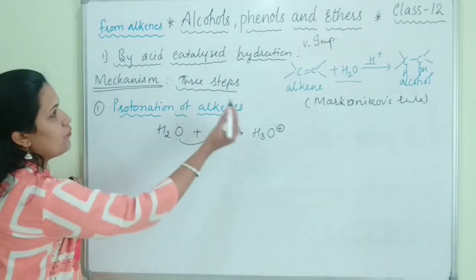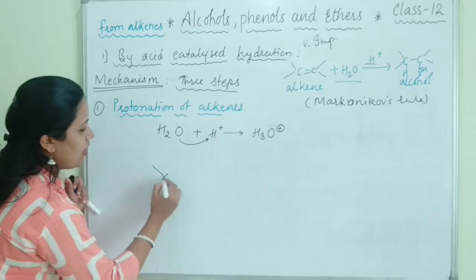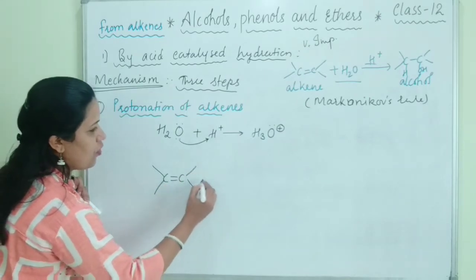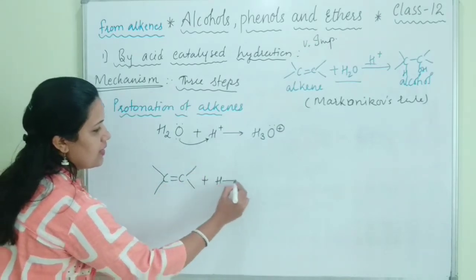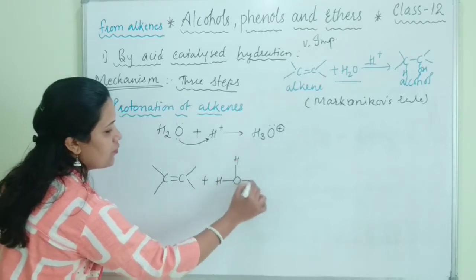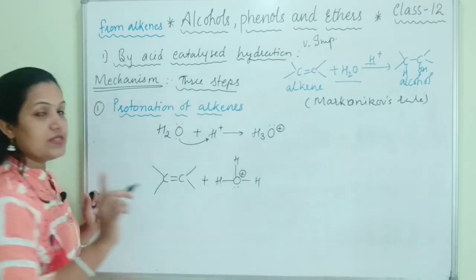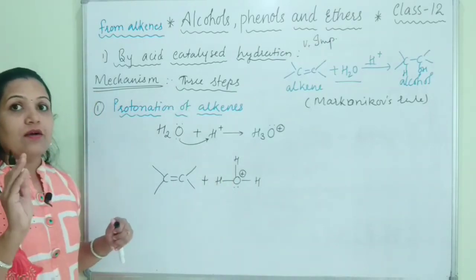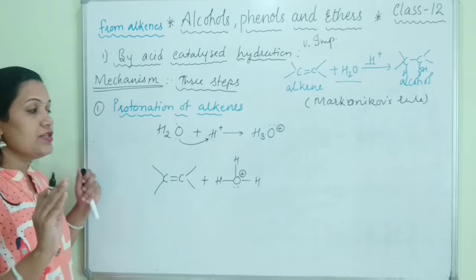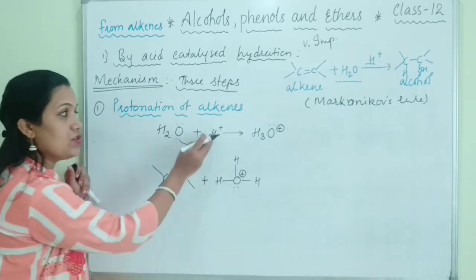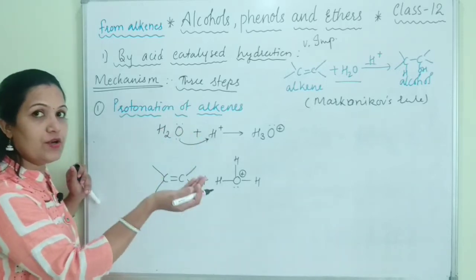So here is the formation of H3O+, and that one is the hydronium ion. Now we have a carbon-carbon double bond, and when this hydronium ion comes in contact with this carbon-carbon double bond, now see, properly understand what is the tendency of oxygen. The tendency of oxygen is, first of all, oxygen only gave its lone pair to someone.